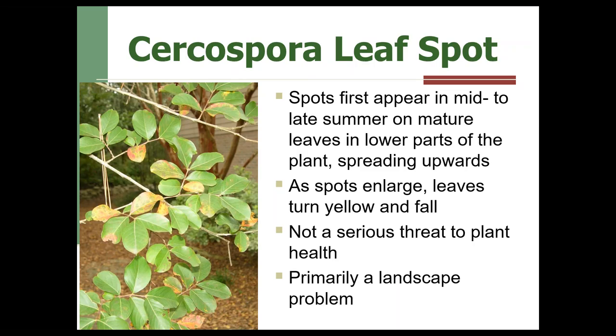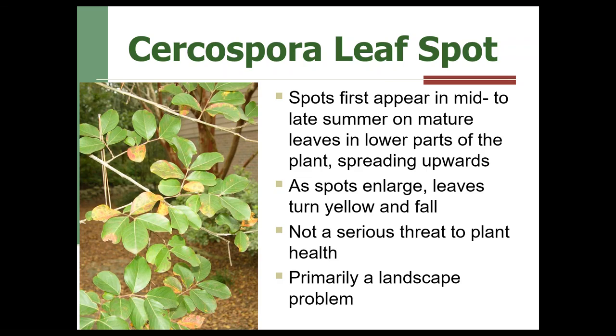It sometimes starts off very nondescriptly, such that you might not notice it, particularly if it's just a few plants. But as summer wears on, you tend to get more and more of the Cercospora leaf spot, and the spots will enlarge, and the leaves turn yellow and fall off. Again, having said that, it's not going to kill the plant. It's primarily an aesthetic issue, and it's also primarily a landscape problem. It doesn't occur in the nursery very often at all.